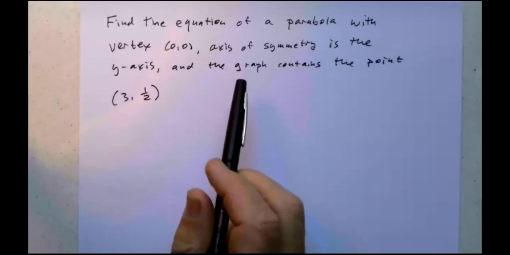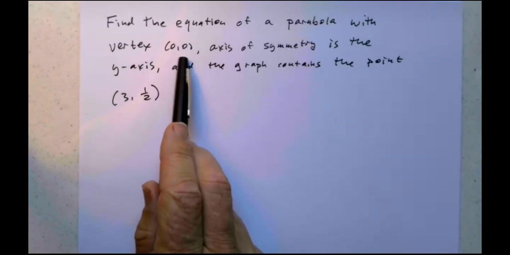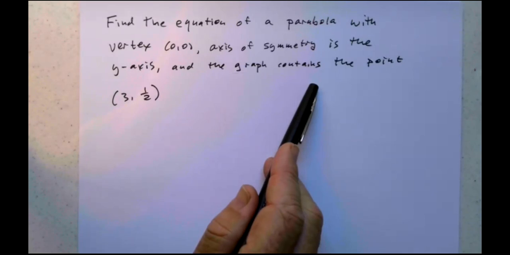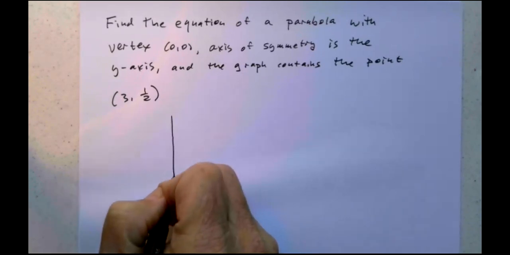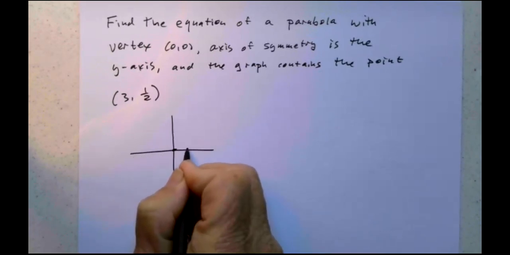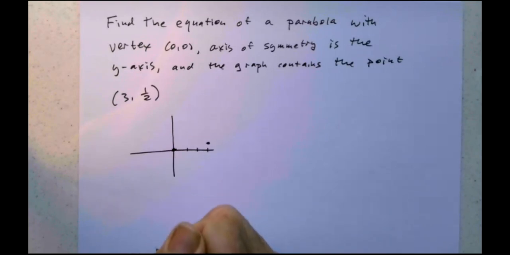So this question says, find the equation of a parabola with vertex (0, 0), axis of symmetry is the y-axis, and the graph contains the point (3, 1/2). So let's think about this. Here's (0, 0). Here is (3, 1/2).